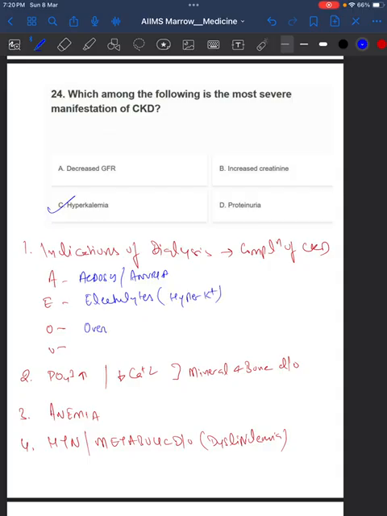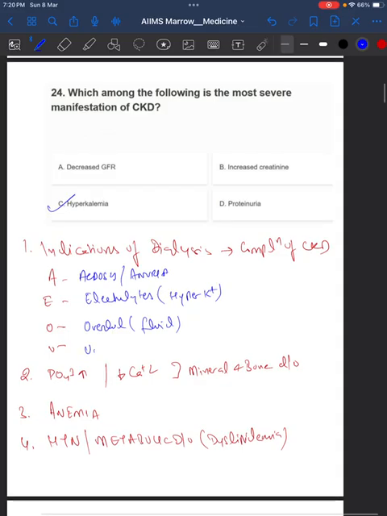O for overload, that is fluid overload, which is pulmonary edema, and then lastly U, which is uremic complications, which are your pericarditis, gastritis, and encephalopathy. I have already discussed this mnemonic in the previous video.